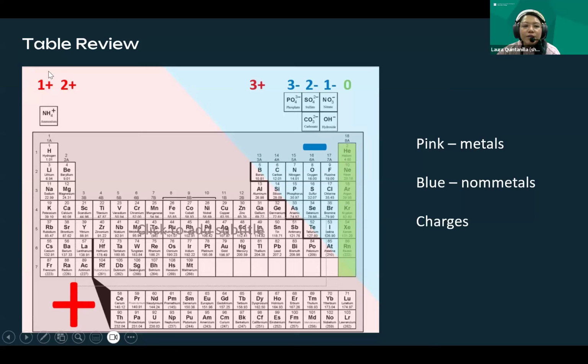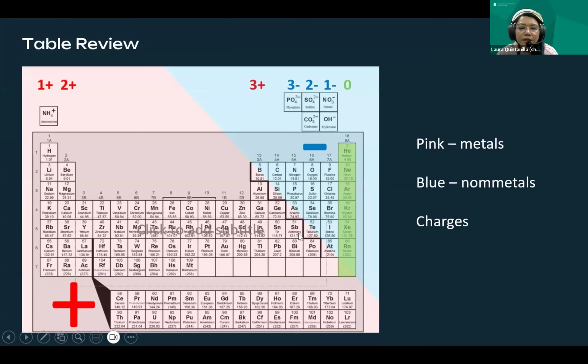And then also, I'm just going to review the charges. So the charges are above each column. All of this first column is like a +1 charge cation. And then the second column is a +2 cation. This column's +3, and then on the opposite side, all these are -1, all these are -2, and all these are -3.